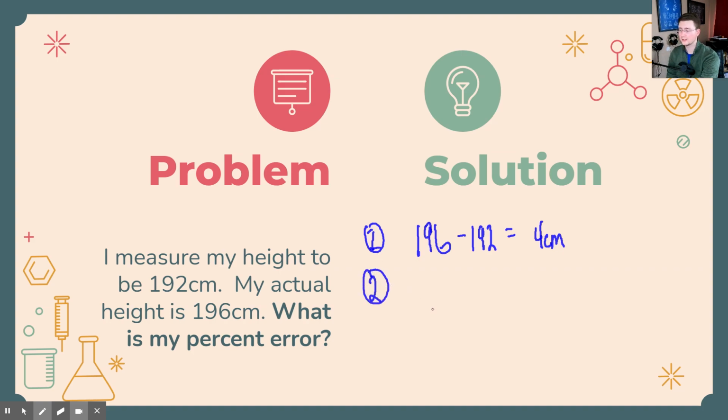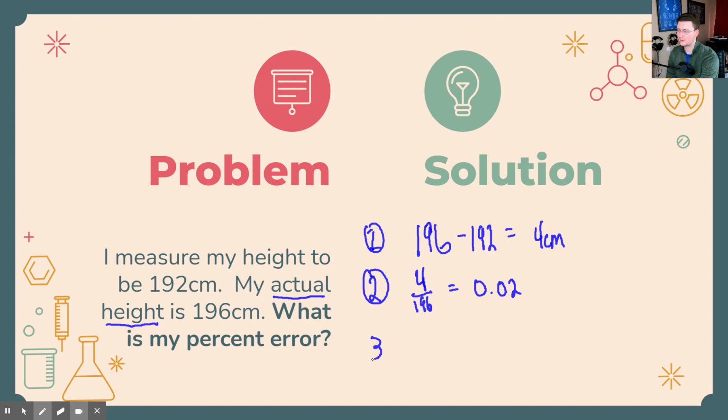My second step is I need to find what my decimal error is. So what am I going to do? What number am I going to divide by? Am I going to divide by 192 or 196? Yeah, I'm going to go ahead and divide by 196 because that's my actual height. That's what the correct answer should be. So I'm going to take 4 and I'm going to divide it by 196. And I should find that my decimal error is 0.02. All right, and this time I actually wrote it correct.